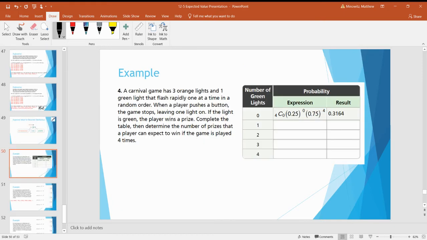Now here's your example. Carnival game has 3 orange lights, 1 green light. They flash rapidly, you push a button, the game stops, leaving 1 light on. If the light's green, you're a winner. If the light's orange, you don't win as much. You actually lose. So complete the table. Then figure out the number of prizes that a player can expect to win if the game is played 4 times. So you're going to fill out this table. You're going to take and use our expected value. You're going to do it well. It's going to take you some time, so pause the video, try it out, see what you get.